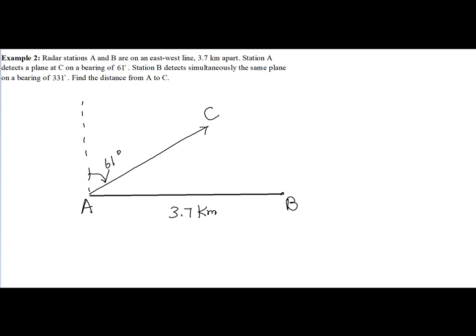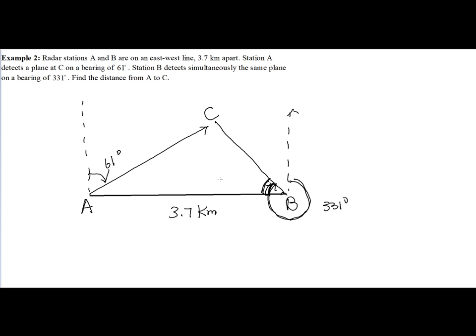Now from station B, the same plane has a different bearing because you're looking at it from here. The bearing of the same plane from station B is 331 degrees. So start from the north, you go clockwise 180, 270, plus 61 degrees more. So this one is 331 degrees. It's 270 plus 61, which makes 331.